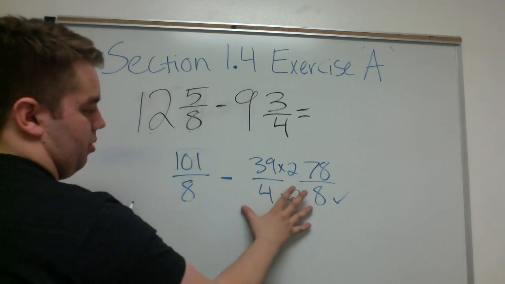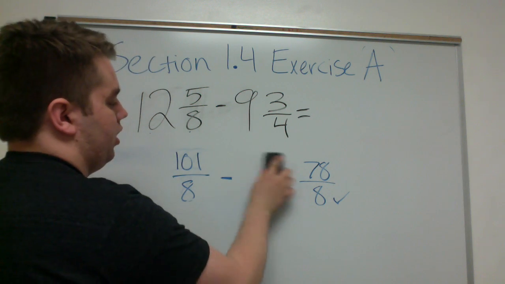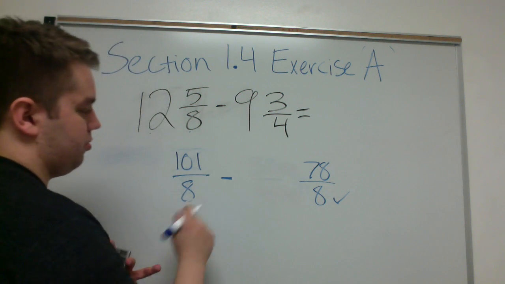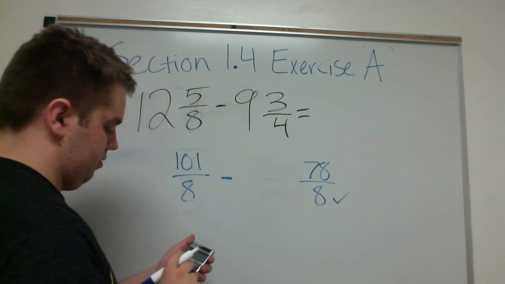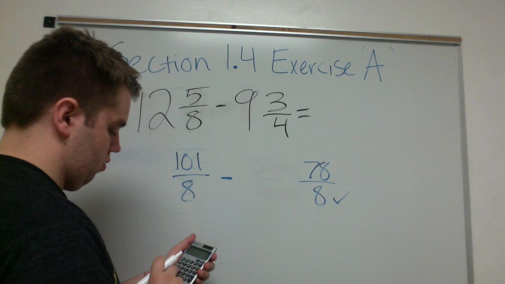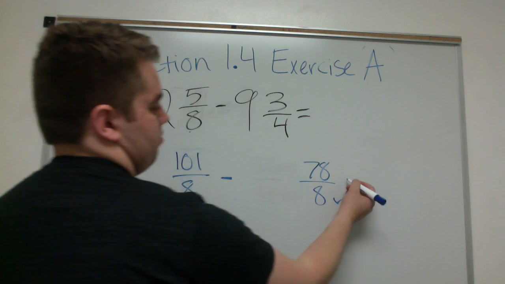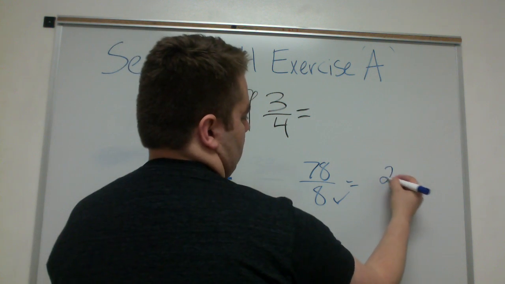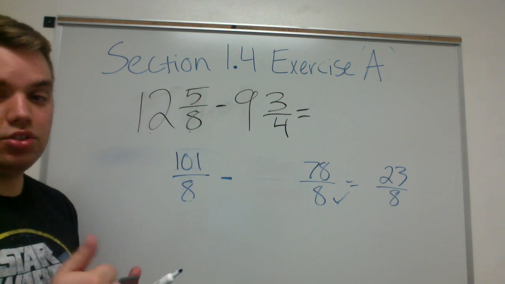So now we have an improper fraction that looks a lot like this one, with the bottom numbers being the same. So now we can add or subtract them, whatever we want to do. Let's just subtract: 101 minus 78 is 23, so we have 23 over 8. Okay, so that's good.